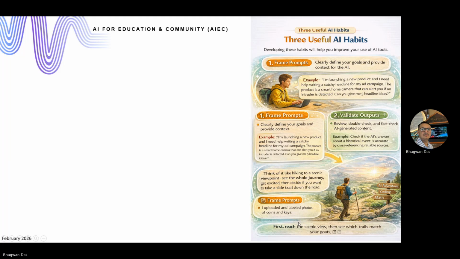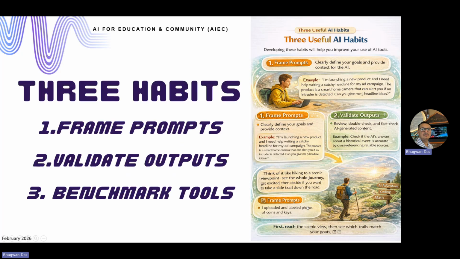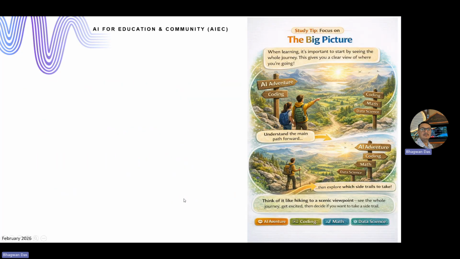Now let's say you got a second task, think like hiking. In hiking, you look at the scene, you look at the journey, first you reach the scene, and then decide which trail meets your goal. It's really important to understand from that perspective as well. So this is how you should utilize AI responsibly with these 3 habits: frame the prompts, validate the output, and benchmark the tools, so that you can use AI responsibly.